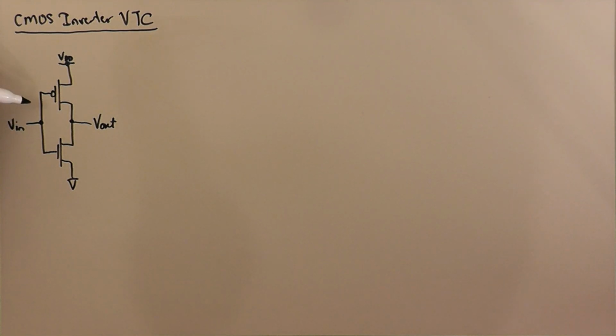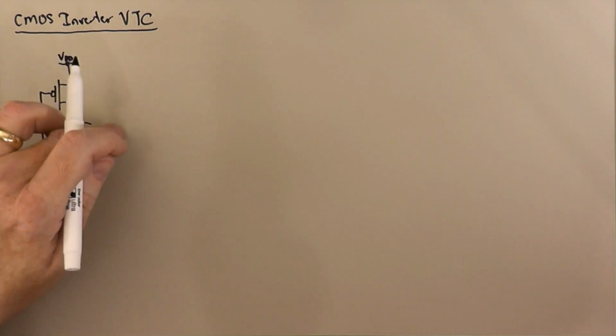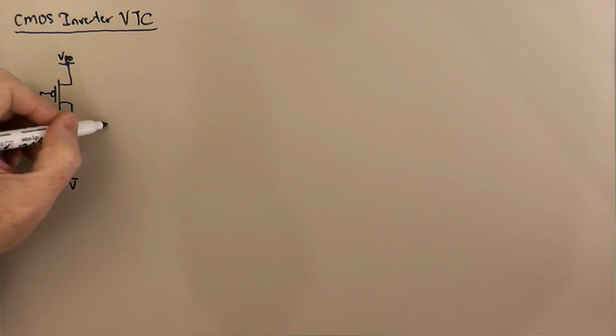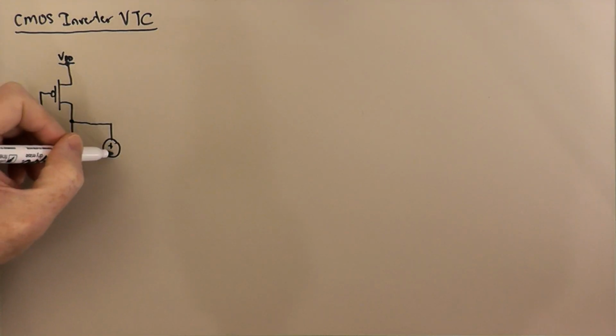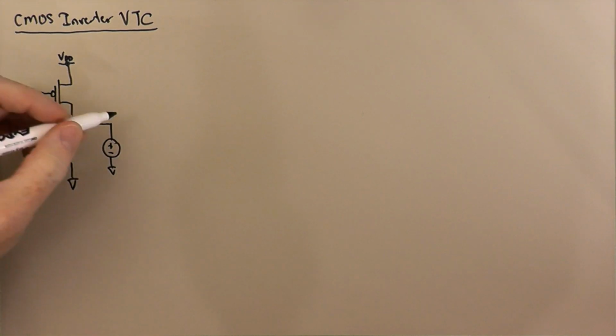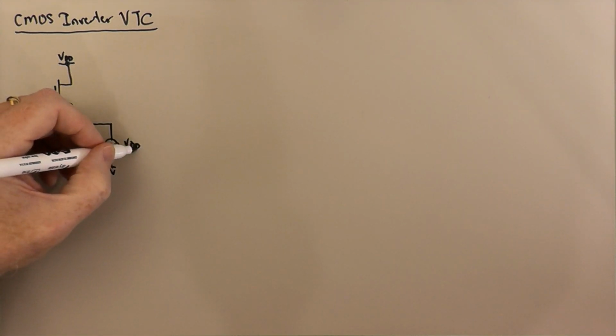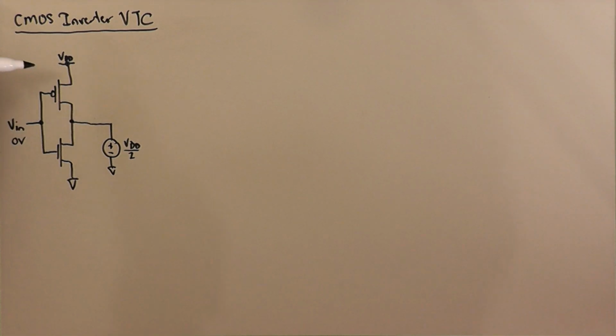I want to start out by thinking about what would happen if we set V in at ground, and let's suppose we had the output held with a voltage source at VDD over 2, which might be 2.5 volts for our case here. So let's say that we have V in at ground and V out held at VDD over 2.